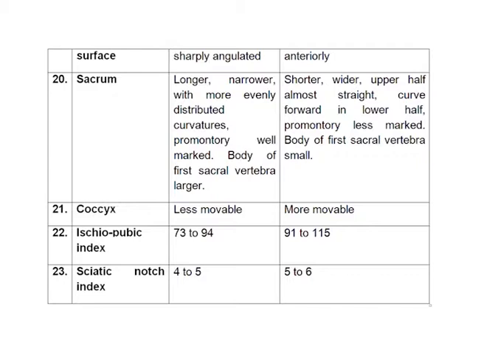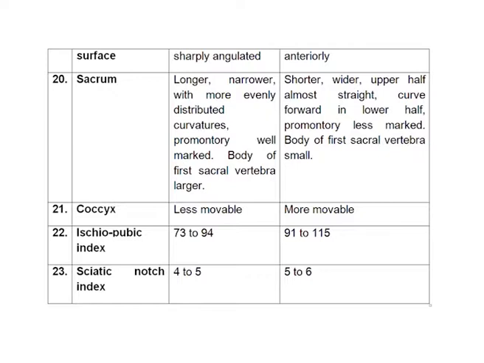Sacral promontory is well marked and the body of the first sacral vertebra is larger in case of male pelvis, whereas in female pelvis the sacrum is shorter, wider, upper half is almost straight, curved forward in the lower half, promontory less marked and the body of first sacral vertebra is small. The coccyx is less movable in male pelvis, whereas it is more movable in female pelvis.